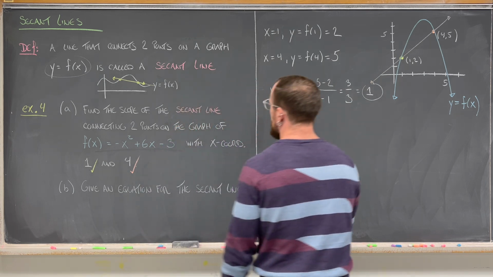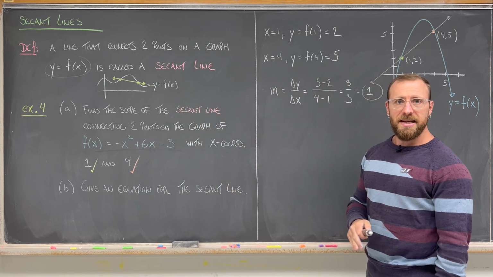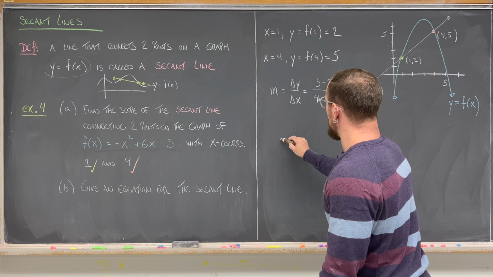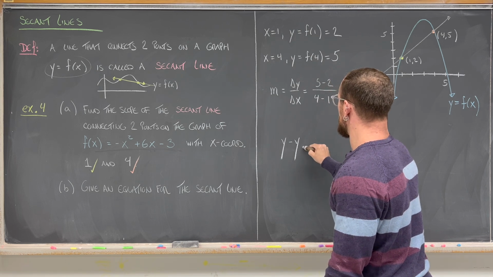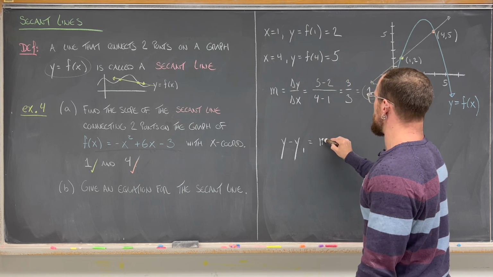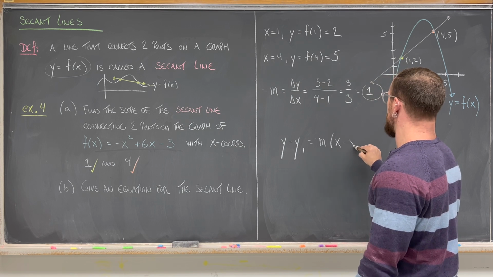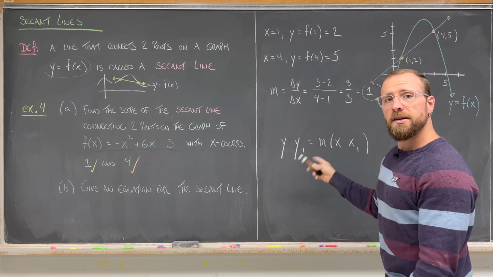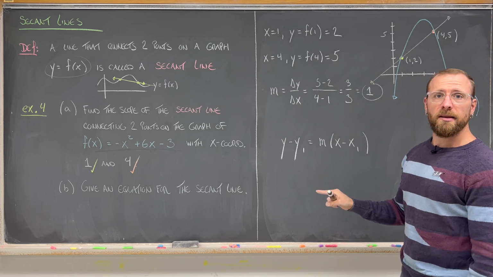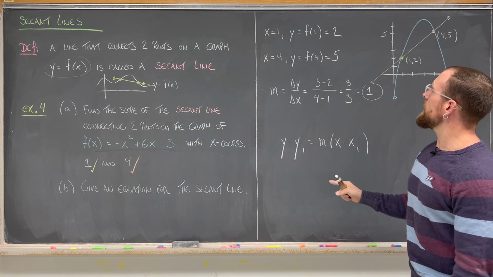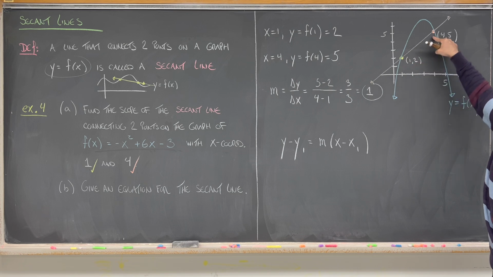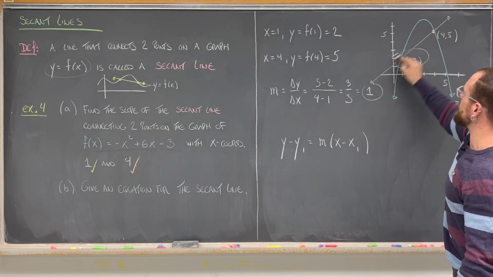For part B, it asks, give an equation for the secant line. Well, we know the point slope formula. It looks like this: y minus y1 equals m times x minus x1. And what do you need to know to use this? You need to know a point on the line. Do I know a point on the line? Yeah, actually I know 2. I know 2 points on the line. Let's just pick this one out of convenience.